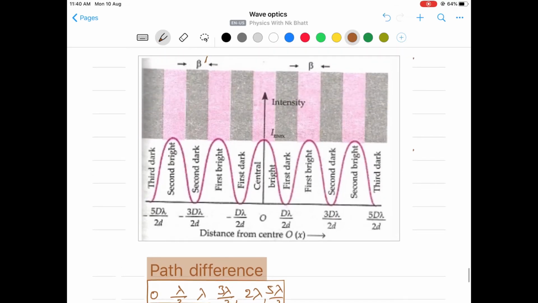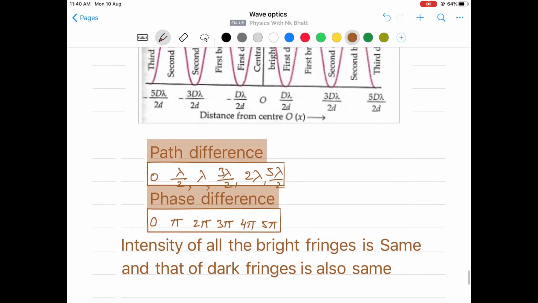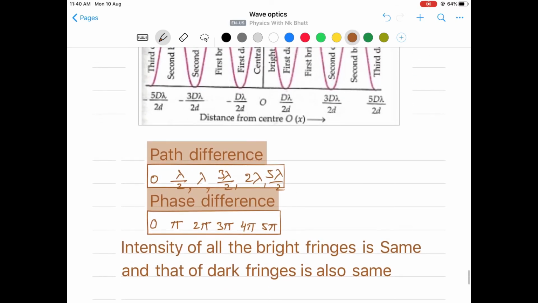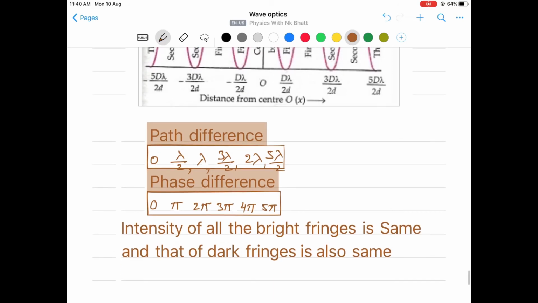You can see in this graph the pink color is used for representing bright fringes, and this gray color is used for representing dark fringes. So these fringes are obtained on the screen in that way. So intensity of all the fringes is same, that is all the bright fringes is same, and that of all the dark fringes is also same.